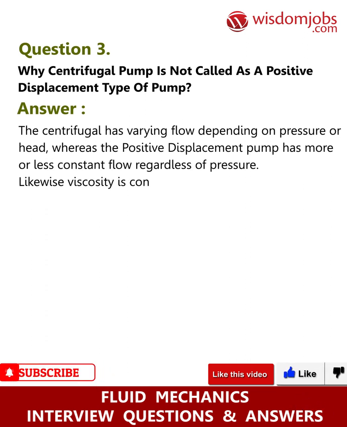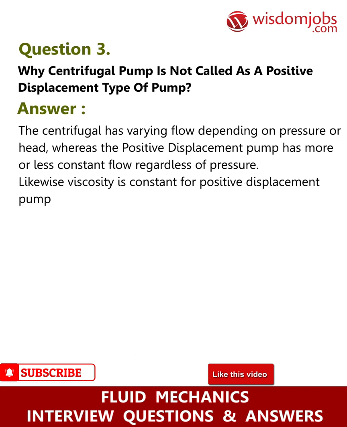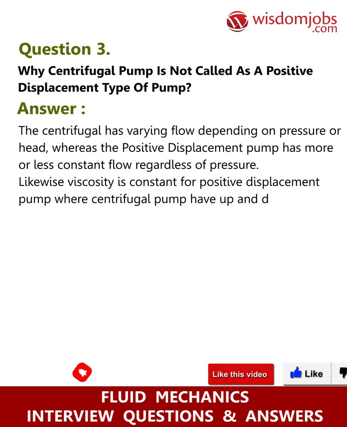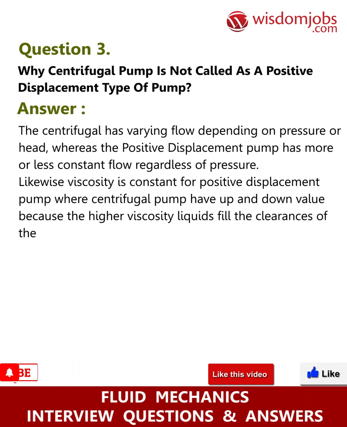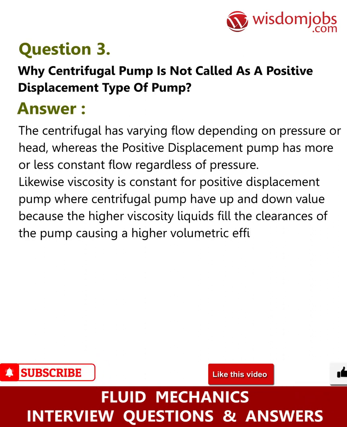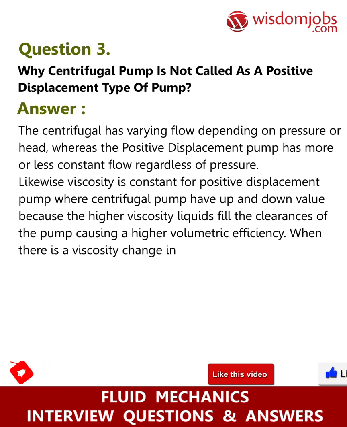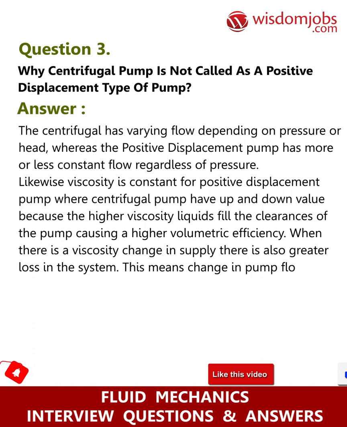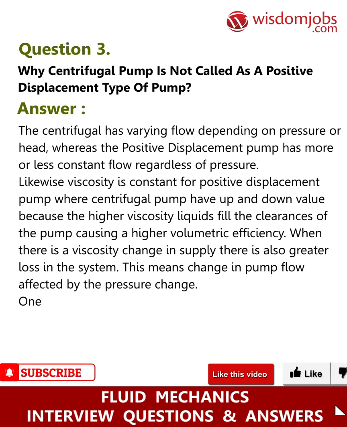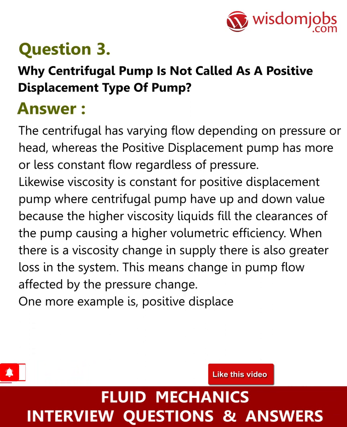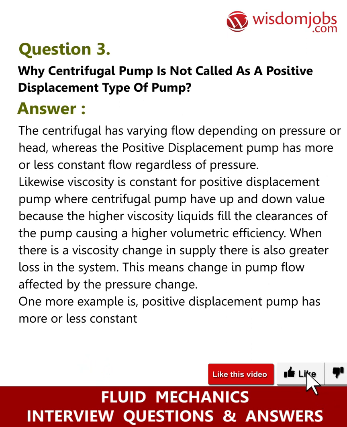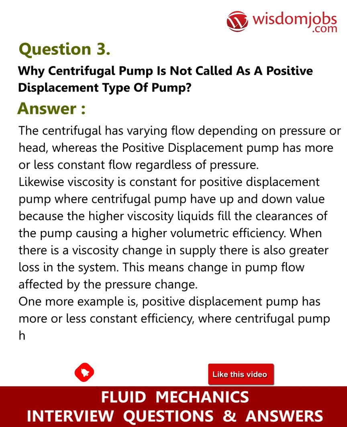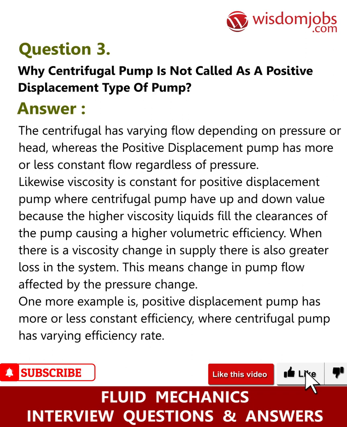Likewise, viscosity is constant for a positive displacement pump, whereas a centrifugal pump has up and down values, because higher viscosity liquids fill the clearances of the pump, causing a higher volumetric efficiency. When there is a viscosity change in supply, there is also greater loss in the system. This means a change in pump flow is affected by the pressure change. One more example is that a positive displacement pump has more or less constant efficiency, whereas a centrifugal pump has a varying efficiency rate.